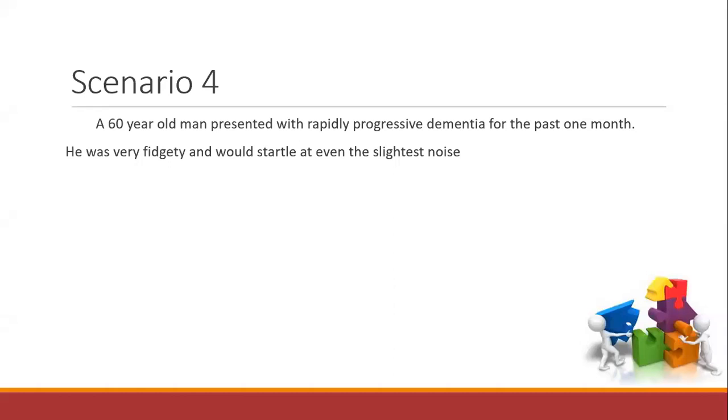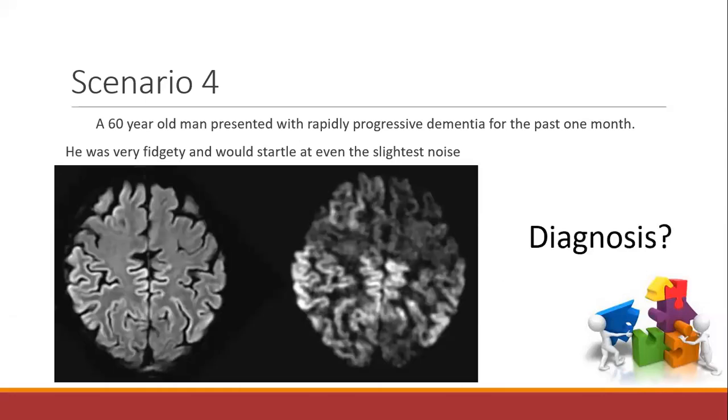Now coming to scenario 4. A 60-year-old man presented with rapidly progressive dementia for the past 1 month. You saw him in the OPD and somebody opened the door and suddenly he jerks. He startles very easily. He is very fidgety. This is the MRI. What is the diagnosis? Seizure. Can you describe the MRI finding also, please?